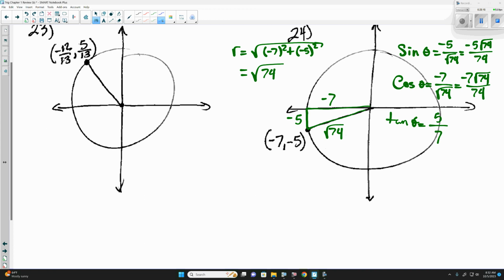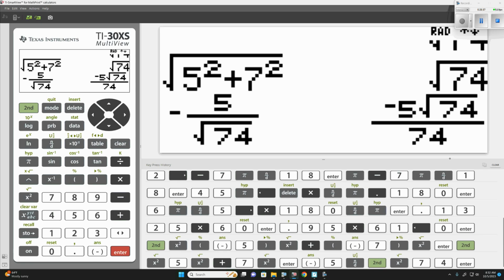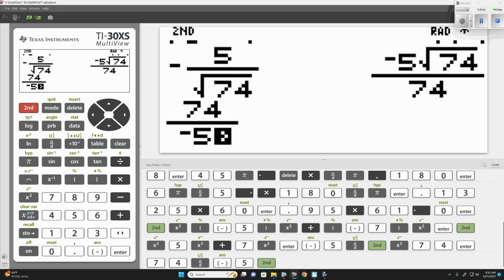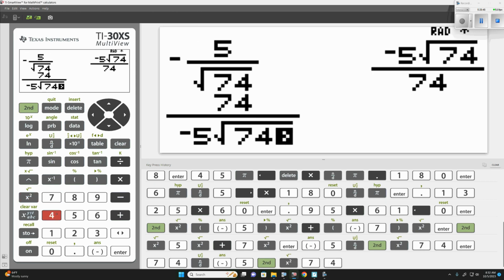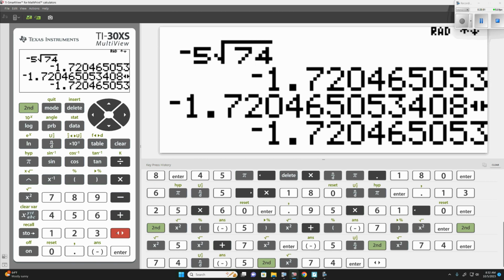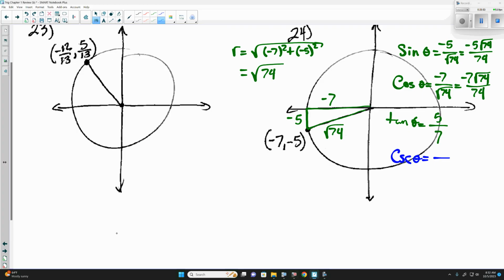Now at this point here, I'm going to go cosecant first, because cosecant's what? 1 over sine. We're just flipping sine, yes? Well, we can flip -5 square root of 74 over 74, but that's going to give us a radical in the bottom, yes? So this here is 74 over -5 square root of 74. And get this, and it's going to throw a fit, because it doesn't like it. That's a really big radical.